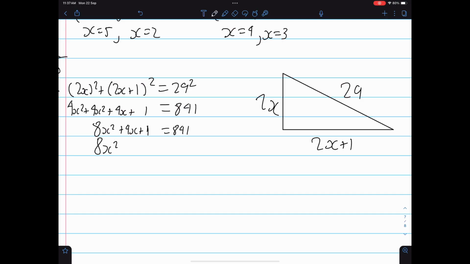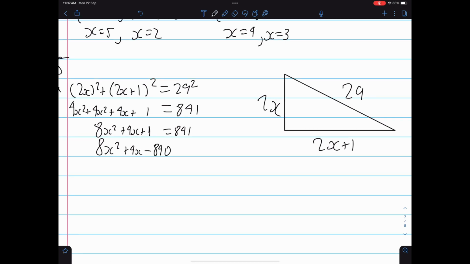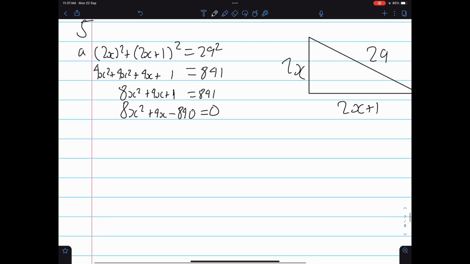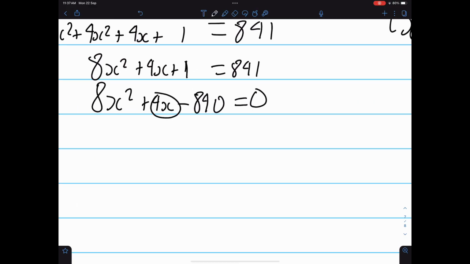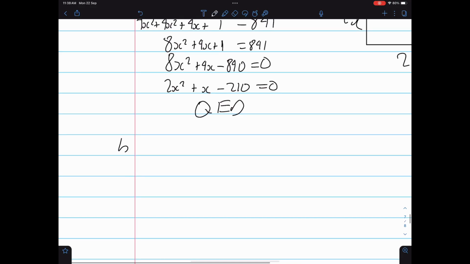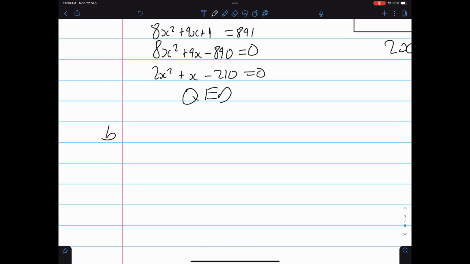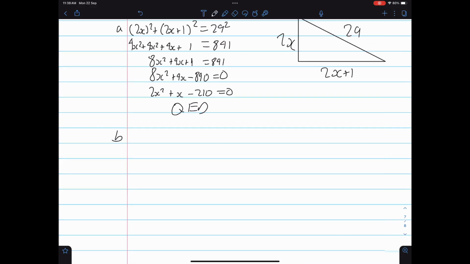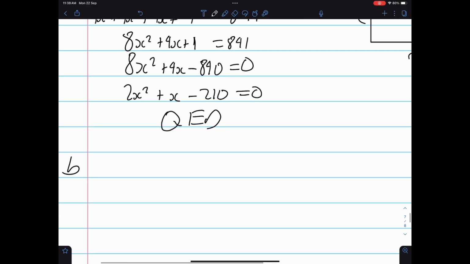So that's 8x squared plus 4x minus 840 being equal to 0. Now if we just divide this by the smallest number there, which is 4, we'll get 2x squared plus x minus 210, which is equal to 0. And so that proves that equation, QED. B, find the lengths of the sides of the triangle. Well, we can just solve this equation now.